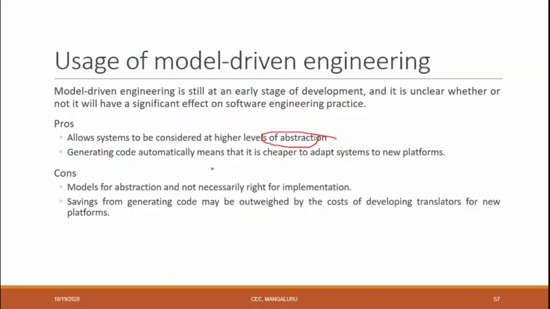Generating code automatically means that it is cheaper to adopt a system to a new platform. There are some tools for this. You can see it in .NET as well as Java. In .NET, it is just drag and drop. If you drag a combo box or a drop-down menu and drop it in a platform, it's simple.